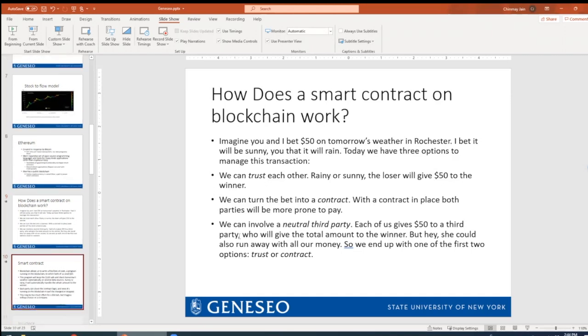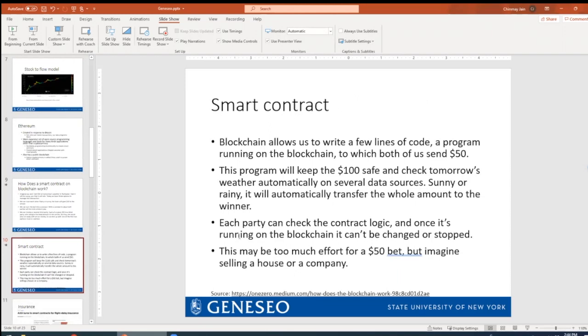So what we can do is write a smart contract on the Ethereum blockchain where we both send $50 worth of Ether, and that blockchain has a program that if tomorrow's weather is sunny, Karleen gets the money. If tomorrow's weather is rainy, Chinmay gets the money. And then we don't have to worry about this contract failing because it is on a blockchain. And like Doug Baldwin talked about last week, blockchain is immutable. So once code has been written there, it's not going to change.